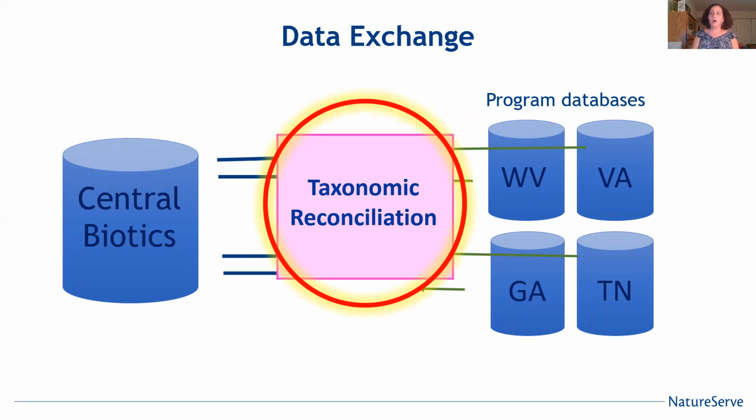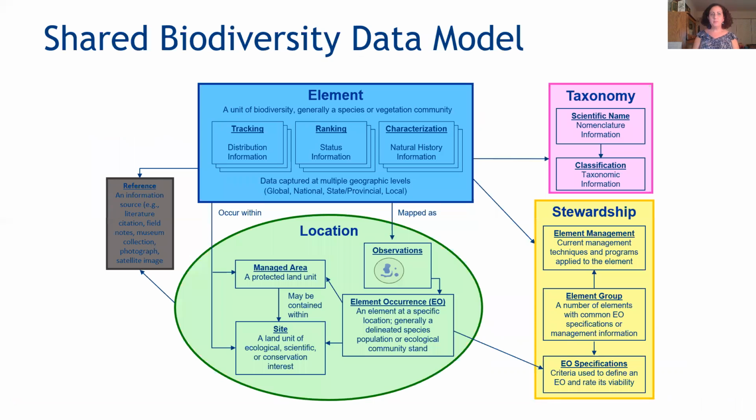But underpinning all of this is the need for taxonomic reconciliation. Otherwise, we will make mistakes with our data aggregation and we won't be comparing apples to apples. We do have a shared data model in our network. And again, what underpins that shared data model is the taxonomic framework. So NatureServe Central maintains the taxonomy for the entire network.